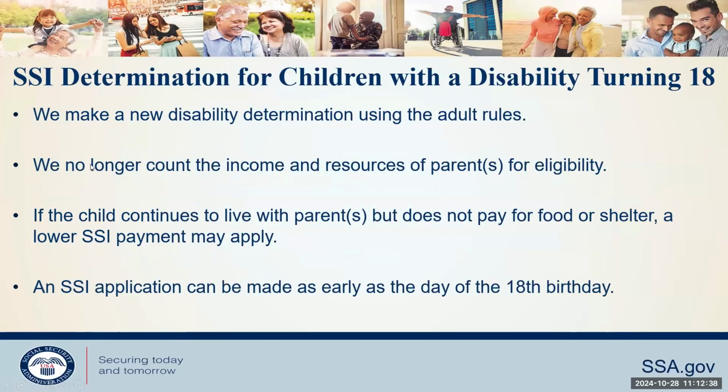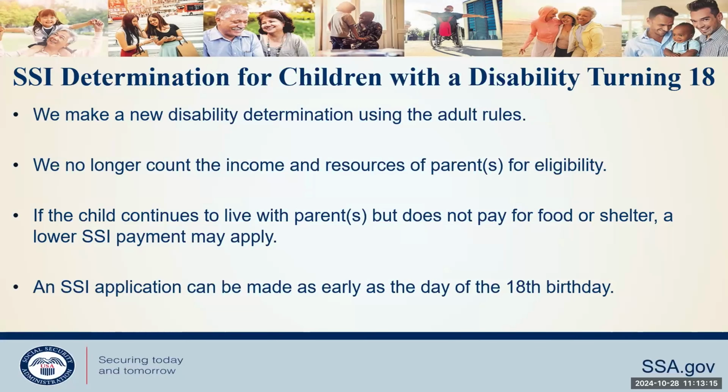I just mentioned this at age 18. If a child was already receiving SSI benefits and they turn 18, we have to do an age 18 redetermination. We have to determine if they're still disabled based on the adult rules. We will at that point in time no longer count parents' income and resources for eligibility. If the child is still living with the parents, we have to develop, are they paying their fair share, or does this meet the definition of a public assistance household? Because we have to look at them individually now.